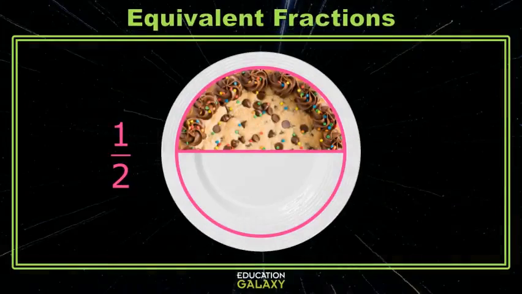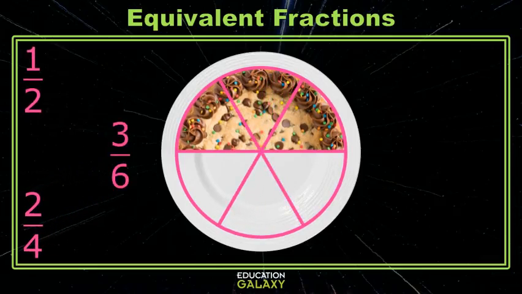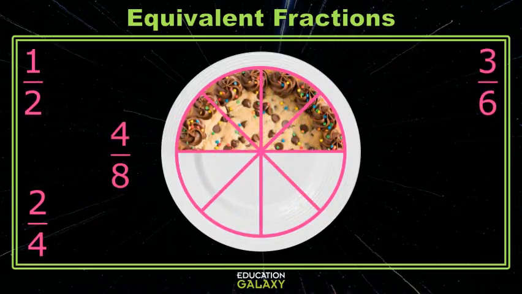We know that that looked like half a cake, right? But what if that cake had been cut into fours? Now it kind of looks like 2/4 of the cake was left. And what if it had been cut into 6? It kind of looks like 3/6 of the cake was left. And what if it had been cut into 8s? That kind of looks like 4/8 of the cake was left.